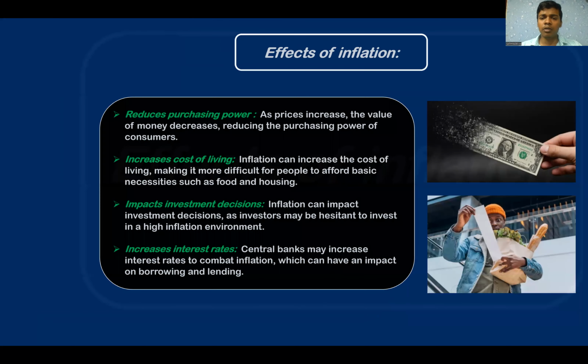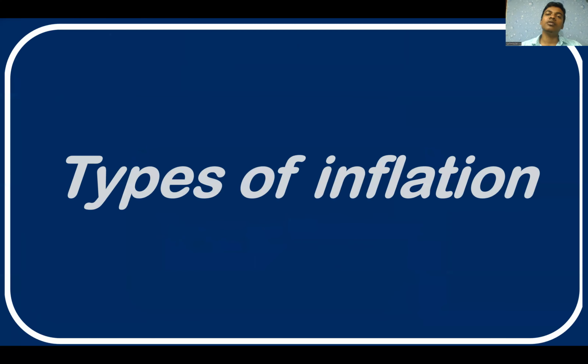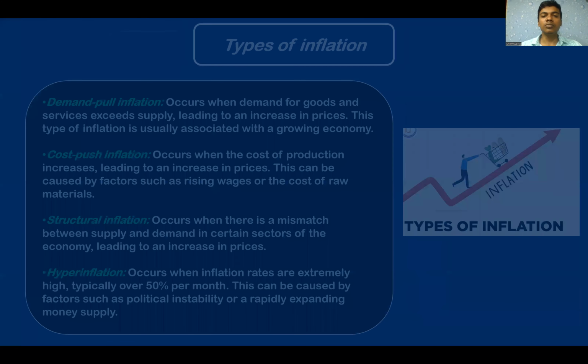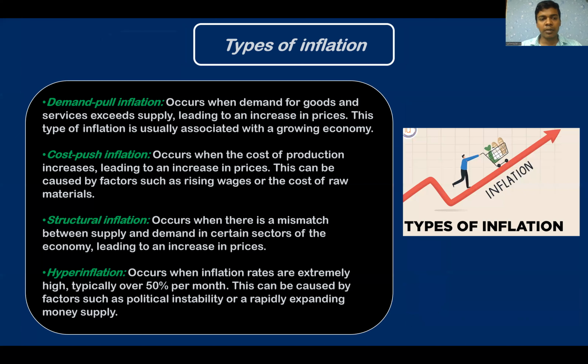Okay, now we will move to the types of inflation. There are actually 4 types, namely demand pull, cost push, structural, and hyperinflation. Firstly, demand pull inflation is nothing but when the demand increases for certain goods, automatically the prices increase. At the corona time, we had more demand for food and hospital things. So the prices of those were increasing.